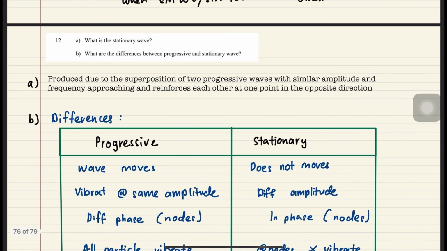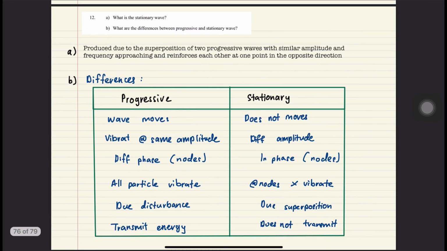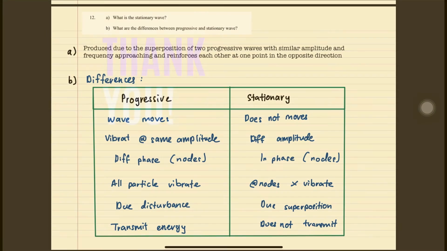I think the last part is the comparison between progressive and stationary waves, as well as the definition of stationary waves. I'm not going to read it for you. You can refer to this. Maybe you can pause and read. We already discussed it in our tutorial, so I'm not going to repeat it. So thank you.